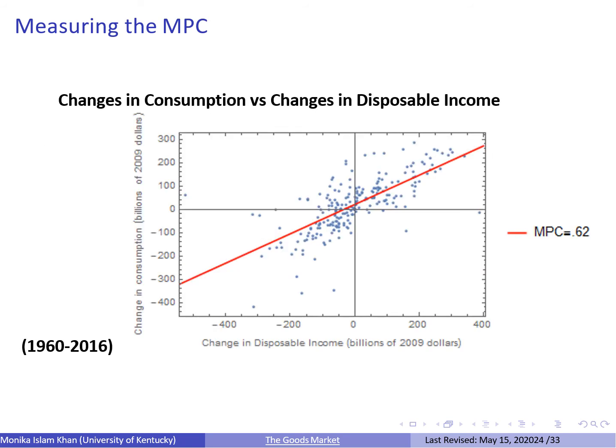We can additionally plot the data with change in consumption on the vertical axis and change in disposable income on the horizontal axis. And as you can see, the data exhibits a positive relationship between change in consumption and change in disposable income, meaning that the marginal propensity to consume is positive. And as Y increases, C also increases. So here, for years 1960 to 2016, your MPC is calculated as 0.62. Because your MPC is less than 1, this means that changes in income levels lead to proportionately smaller changes in consumption.